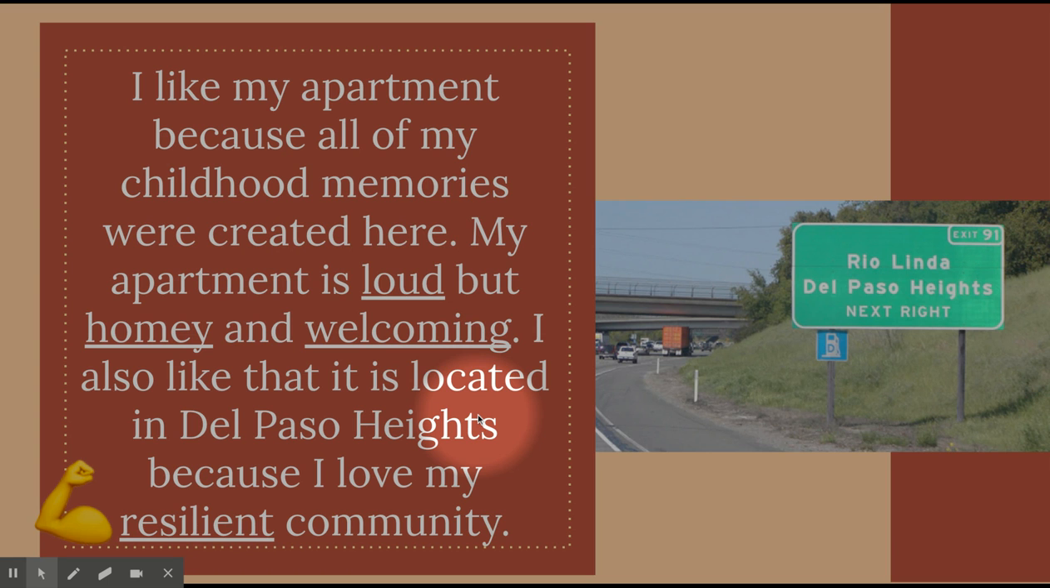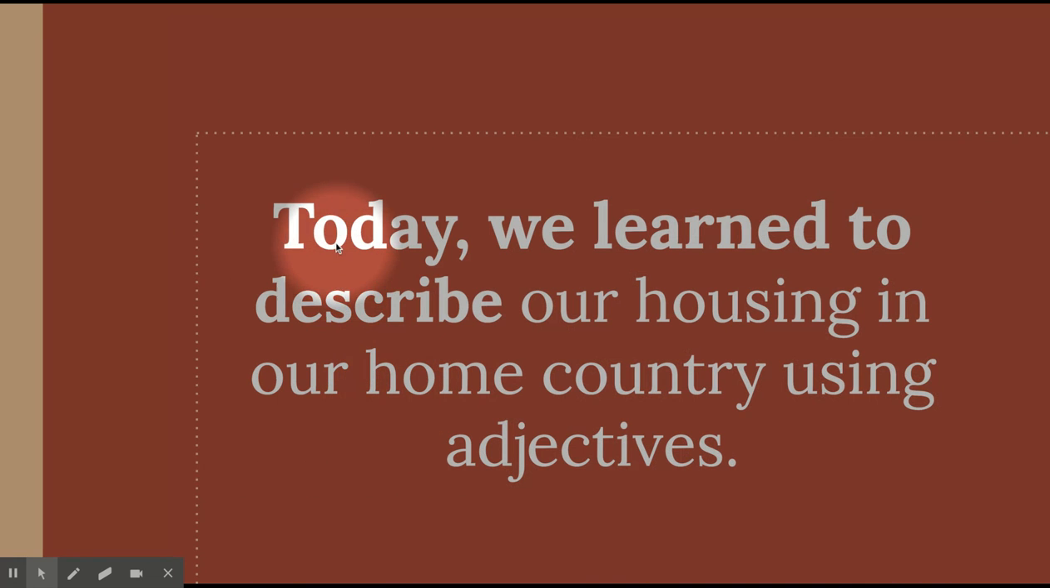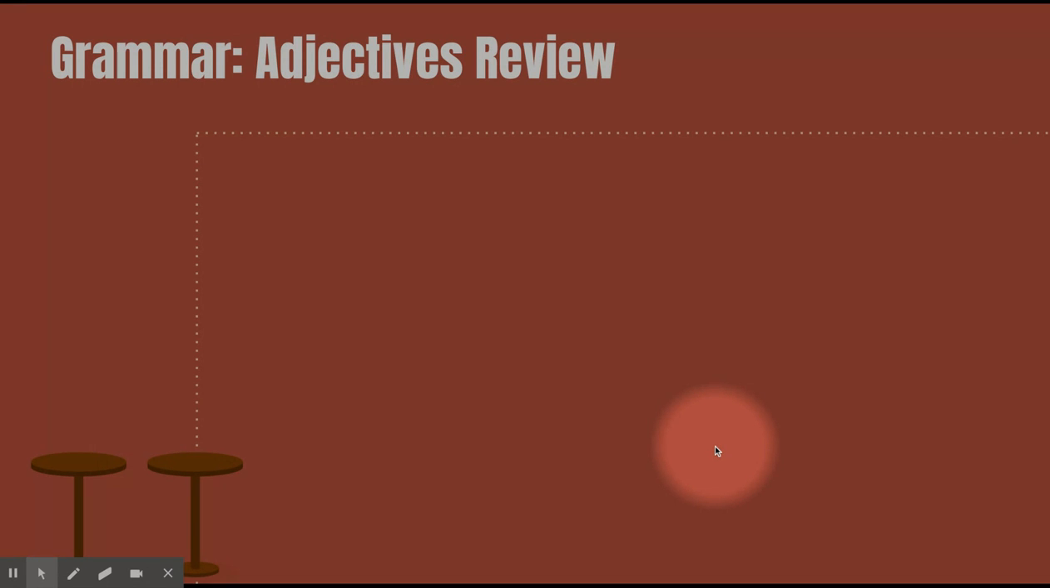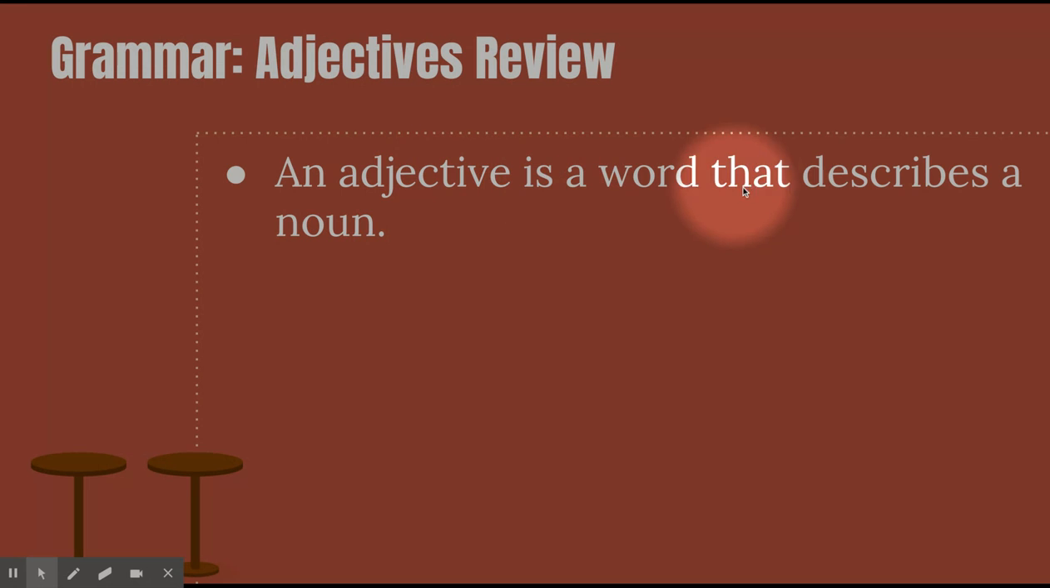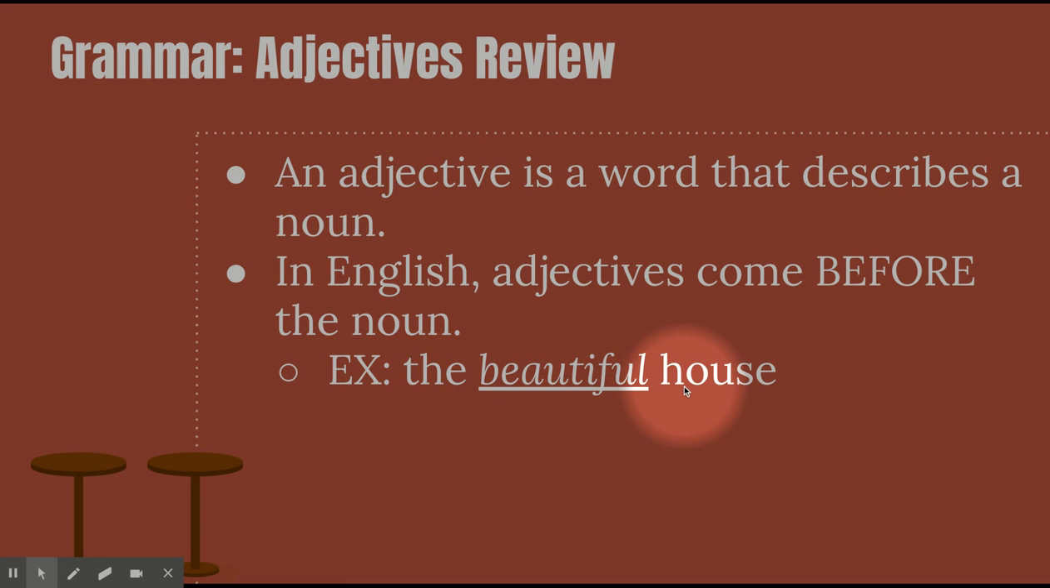Alrighty, class, that is the end of the story. So, what did we learn today? Well, today we learned to describe our housing in our home country using adjectives. But what are adjectives again? Well, an adjective is a word that describes a noun. In English, adjectives come before the noun. For example, the beautiful house.